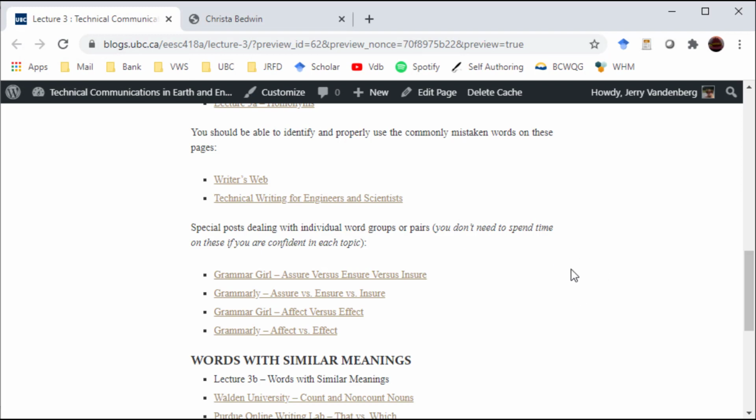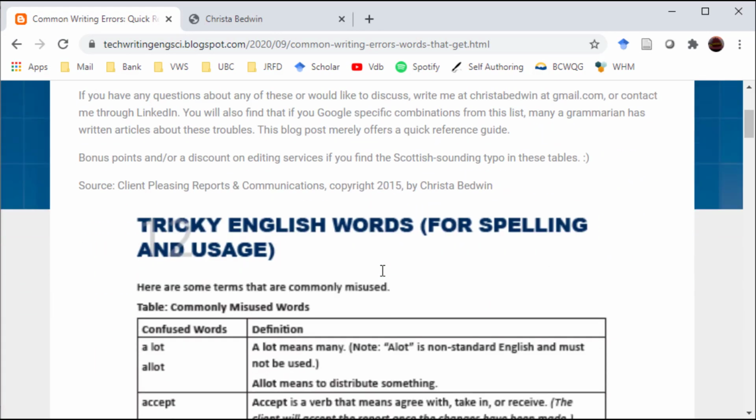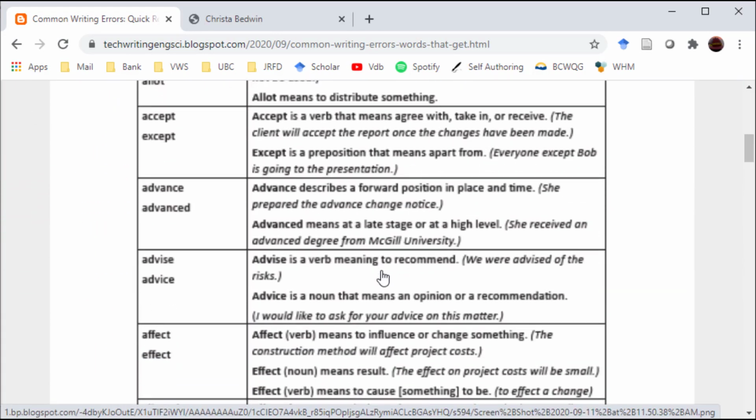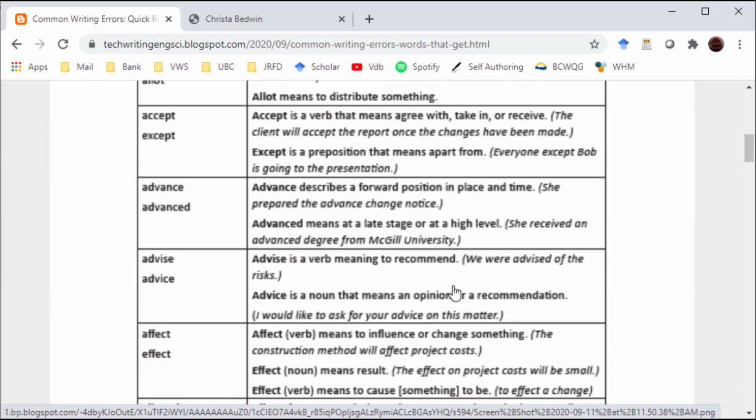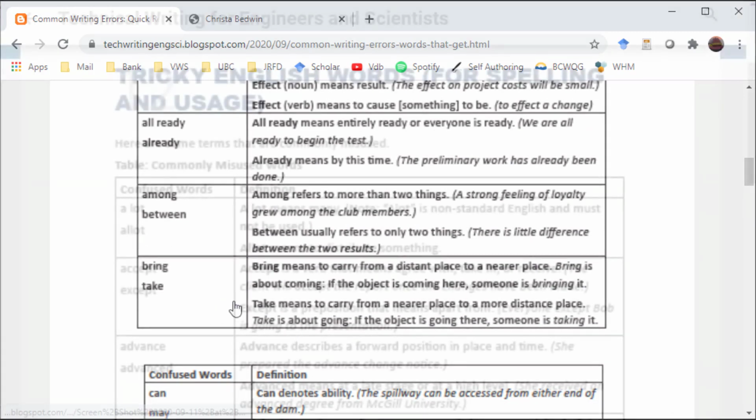But before I do, I just want to refer you to her blog post that I linked to in the previous lecture. So under Technical Writing for Engineers and Scientists, if we come to this post, you'll see some of the words that we're going to be talking about today. So with that, I will turn it over to Krista.